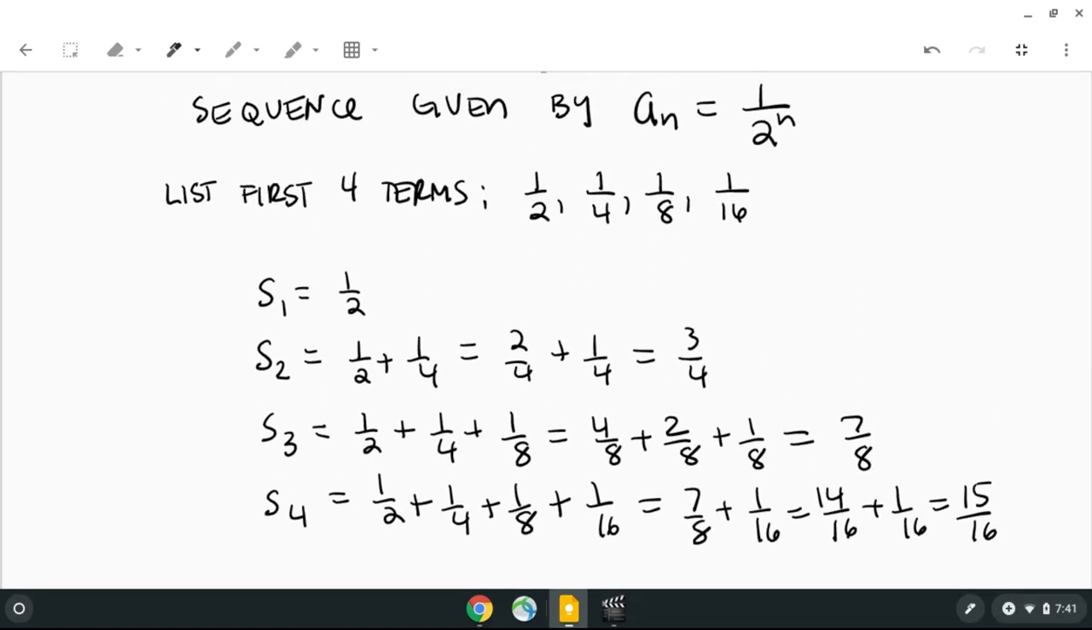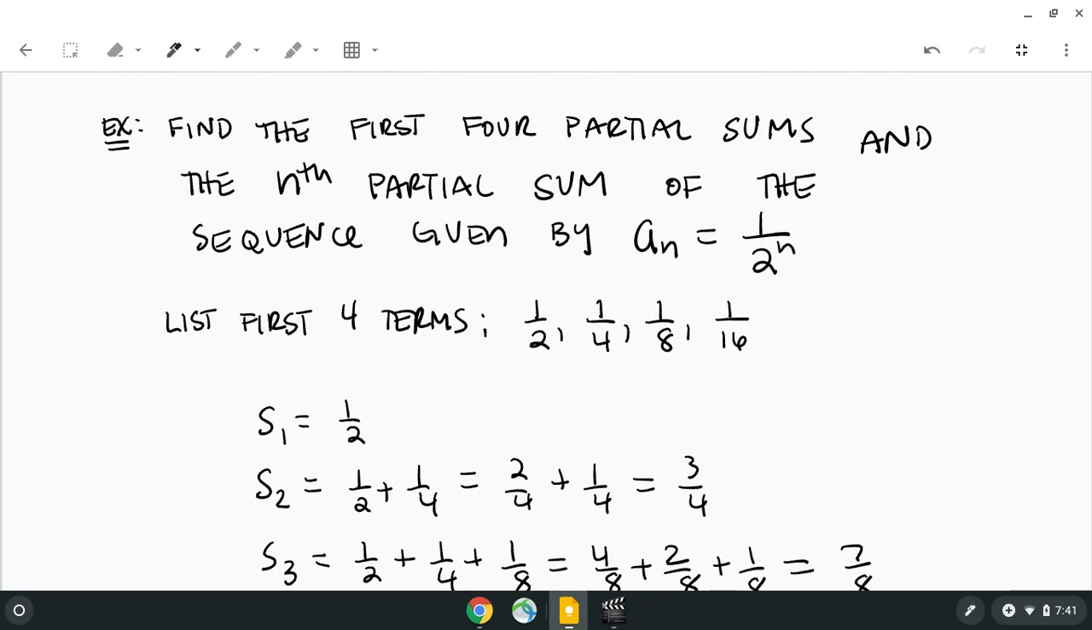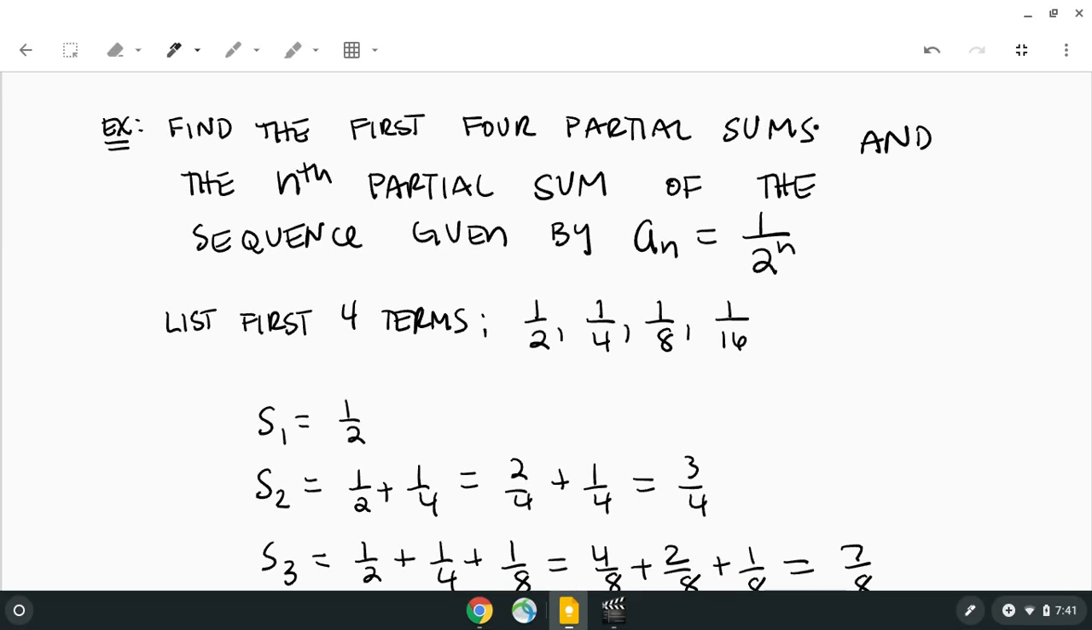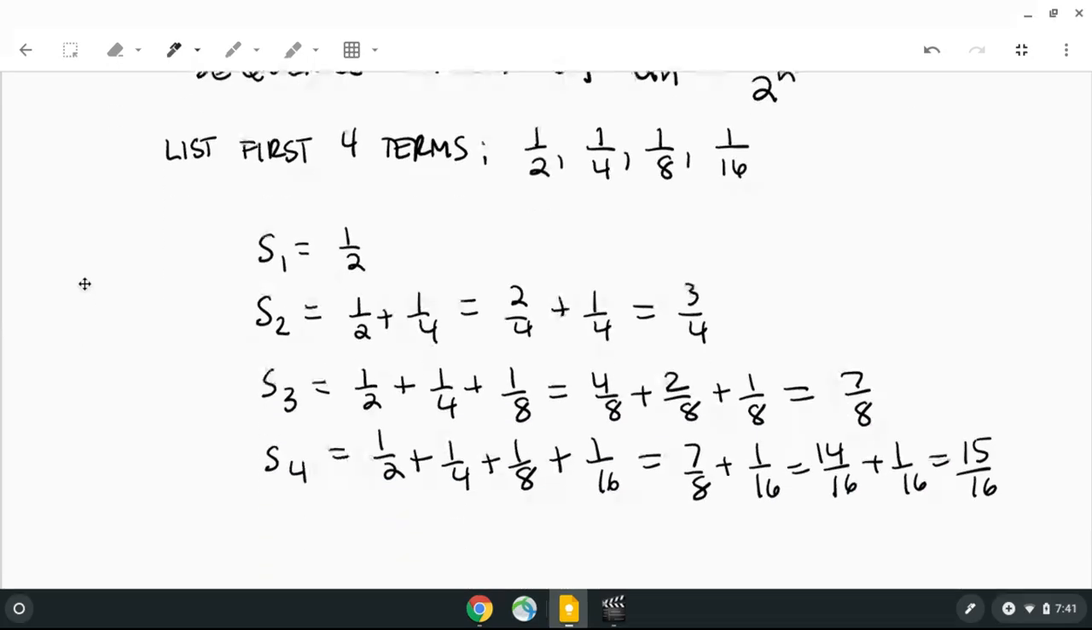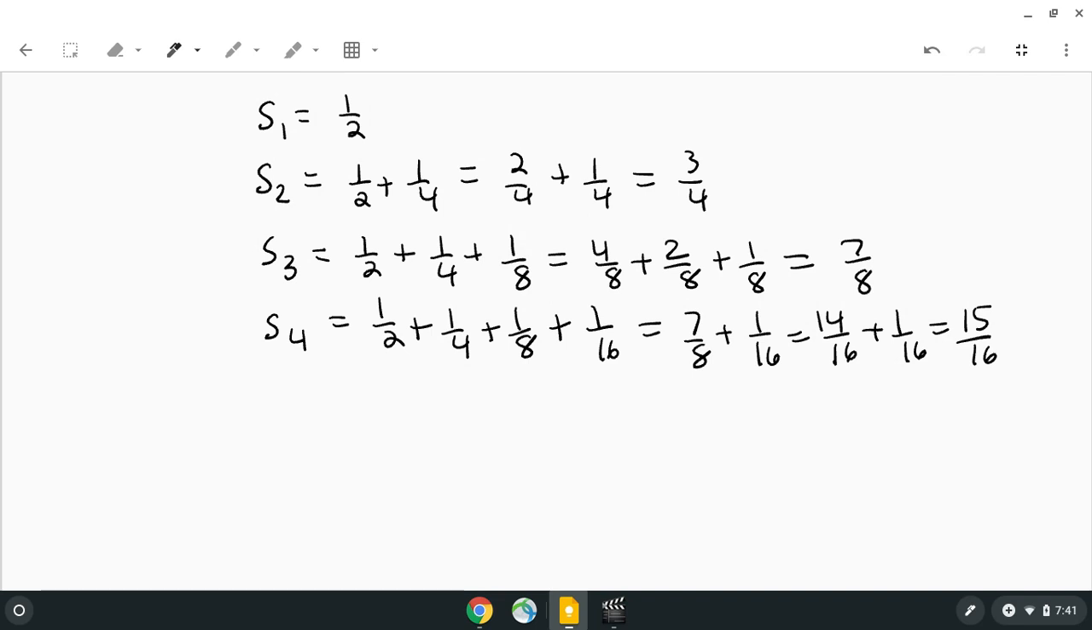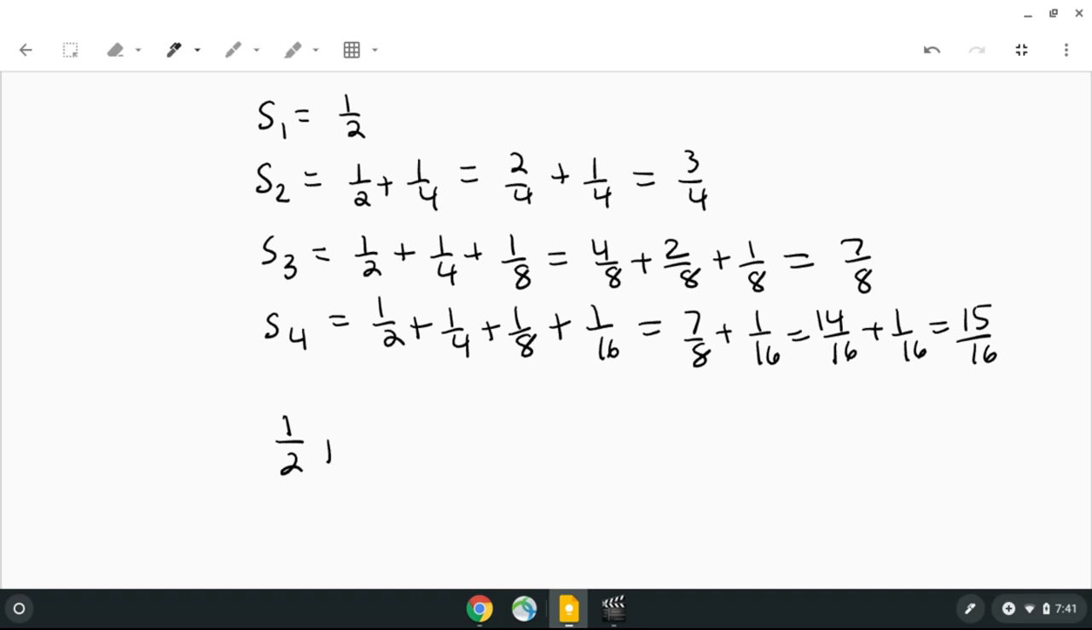All right, so we found the first 4 partial sums, but look here. It said to find the first 4 partial sums, which we did, and the nth partial sum. So what's happening here is, when we find this sum, we get an answer, we get an answer, we get an answer, and we get an answer. So we essentially have generated another sequence.